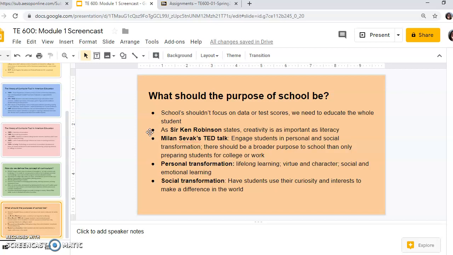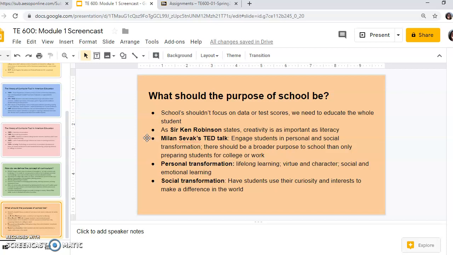So it's not just about math and science and history and writing and reading. You need to have creativity. You need to have imagination as well. You need to have music. You need to have the arts. Okay, those are just as important.